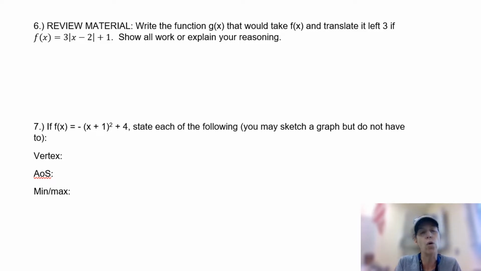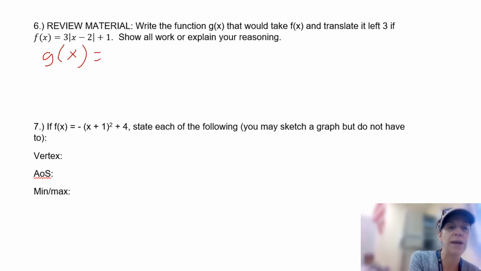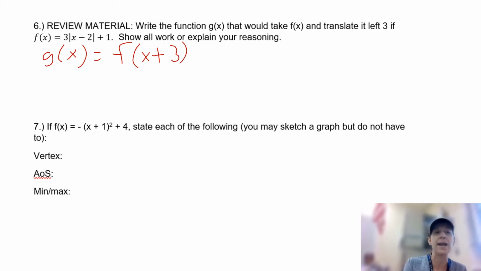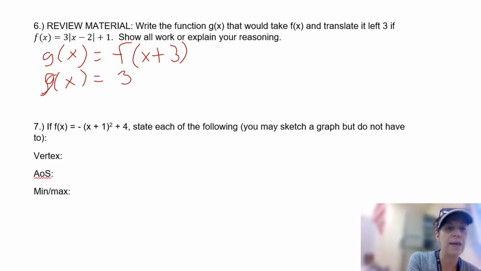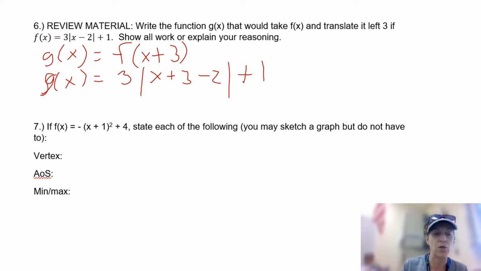Show all work or explain your reasoning. So I'm leaving the door open for how you want to convey how you're arriving at your answer. The way that we did it in class looked like this. If you want to make a graph go left, you add 3 on the inside. Algebraically, it's supposed to be a g, we would have 3, and then inside we'd have x plus 3, and then the minus 2. So basically you're replacing the x with the x plus 3.